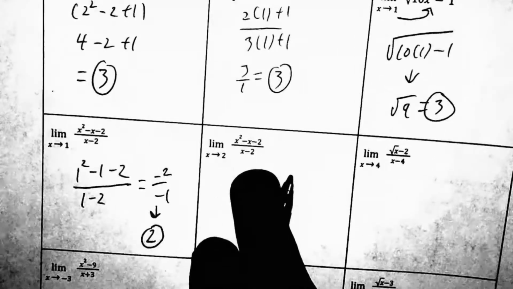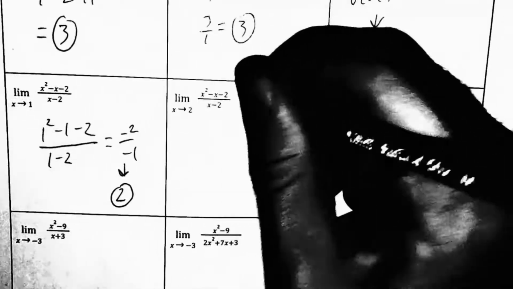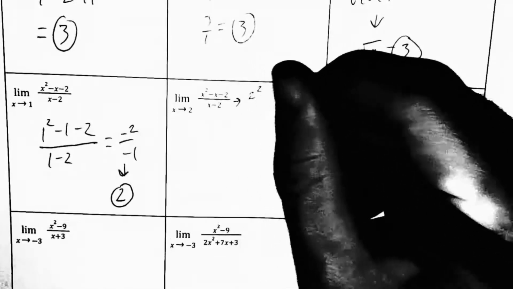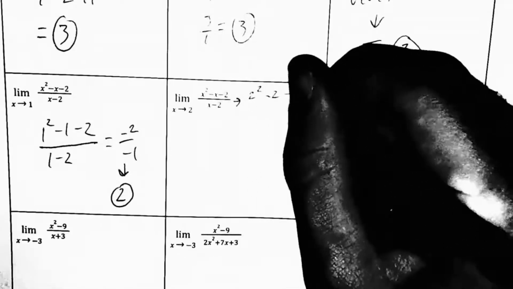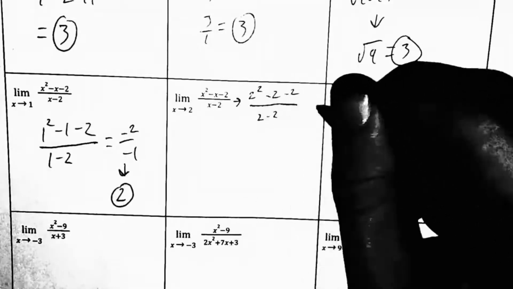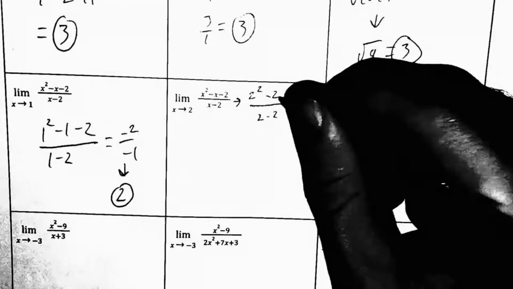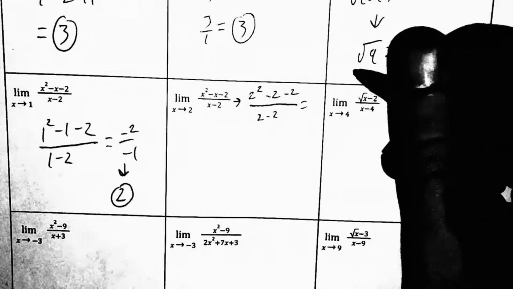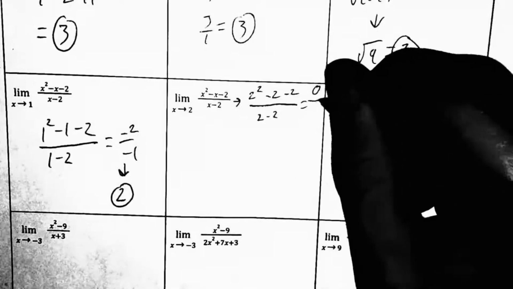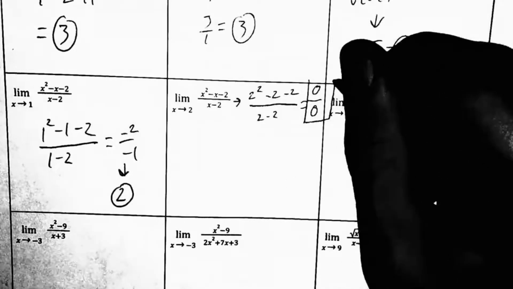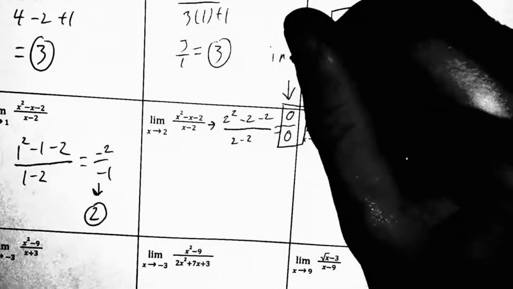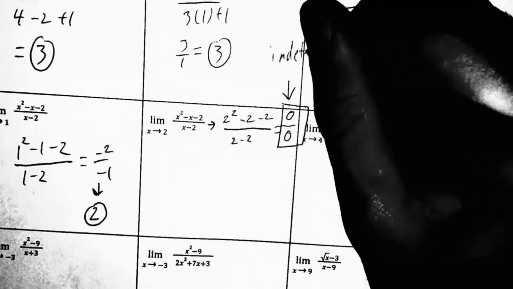And then this is where we change. So let's try direct substitution just to check. We would have 2 squared minus 2 over 2 minus 2. So that's 4 minus 2 is 0. And then 2 minus 2 is 0. So this right here is a danger zone, right? This is indeterminate. Essentially, it means unknown. We don't know.